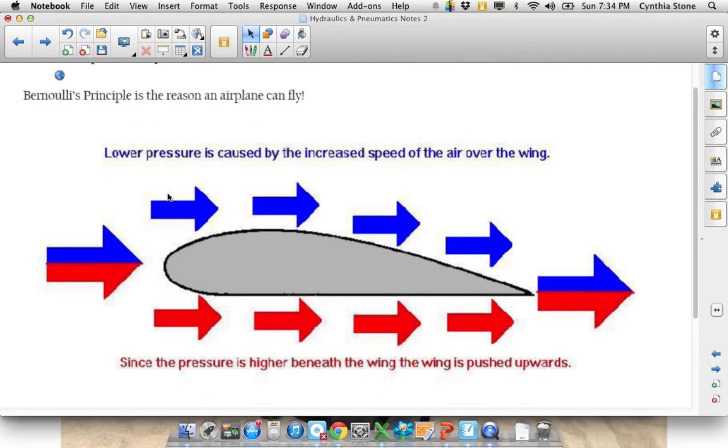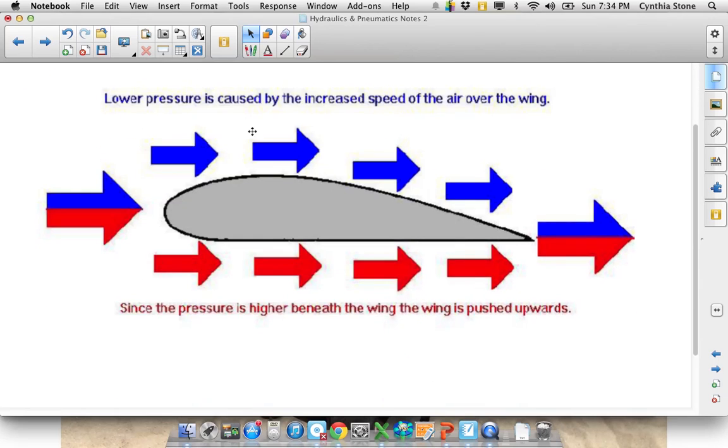Bernoulli's principle is the reason why an airplane flies. So if this was a cross-section of a wing, what happens is the wing flies into the air. This is the relative motion of the air around the wing. And that air has to get split. Some of it has to go over this part, and some of it has to go underneath.